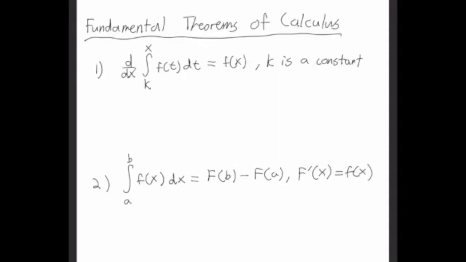So the fundamental theorem of calculus states that if you take a derivative of an integral, they just cancel each other out, and you just get the function inside of the integral. And the second fundamental theorem of calculus states that if you integrate from a to b of f of x dx, then you get the antiderivative evaluated at b minus the antiderivative evaluated at a.